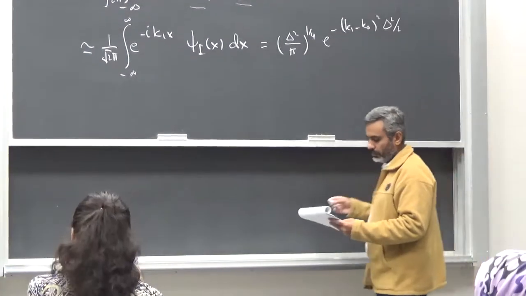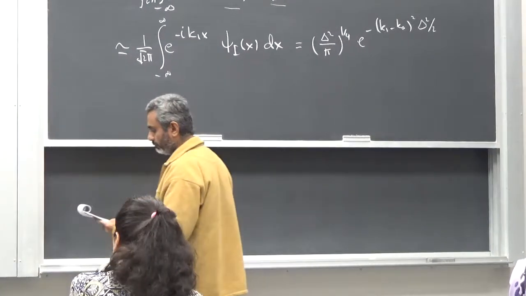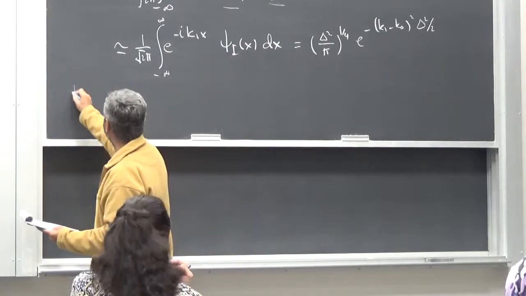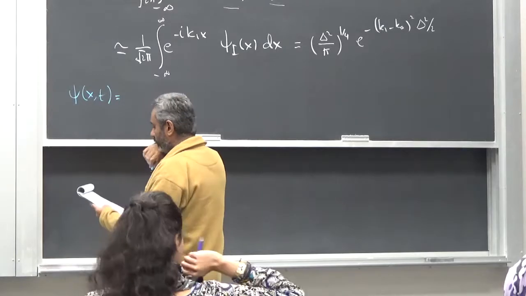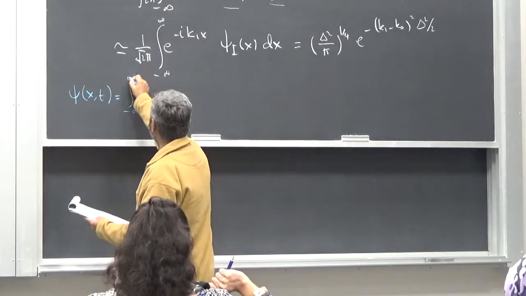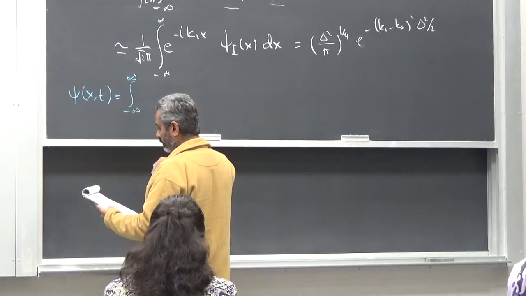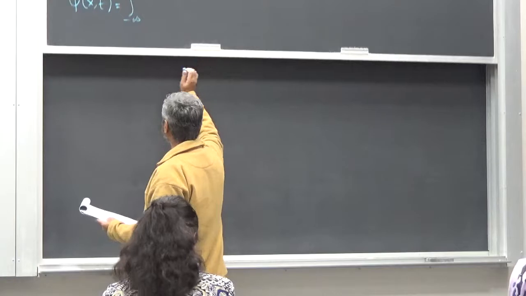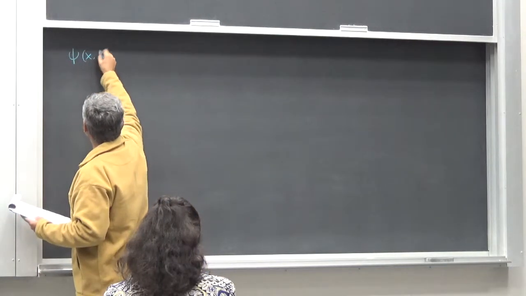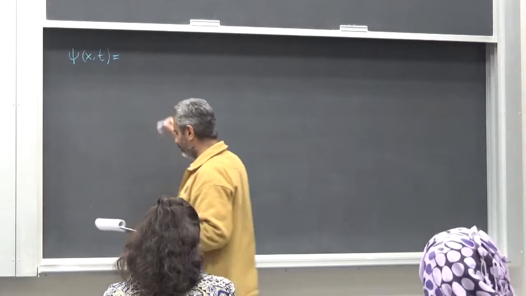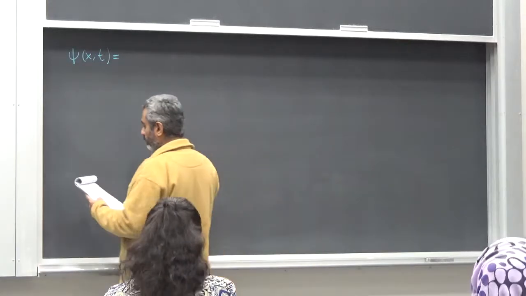Okay, so step 3, what do you have to do now? You have to write psi of x, t, right? That will be equal to what? Minus infinity to infinity. Yes, let me write it down. So psi of x, t is this. Is this okay? Okay?